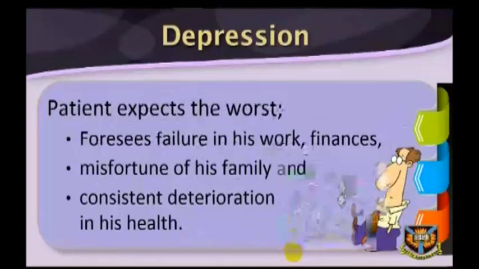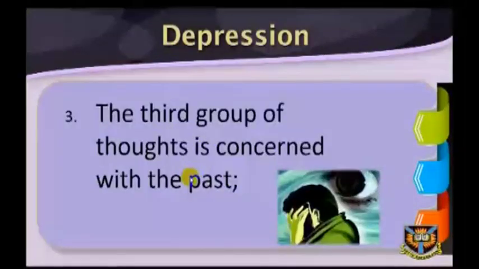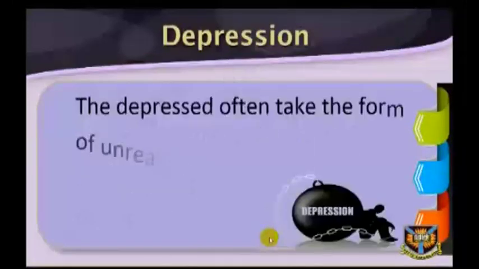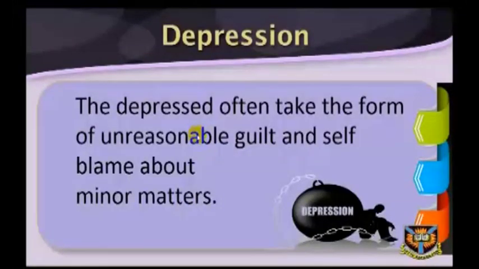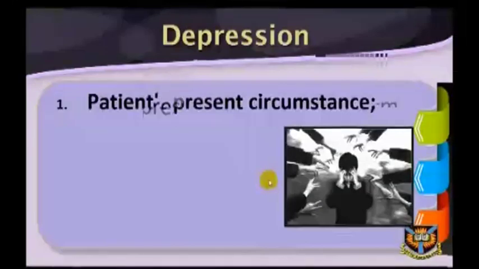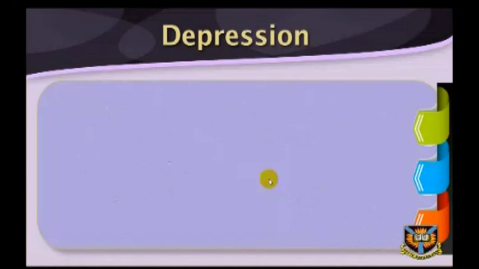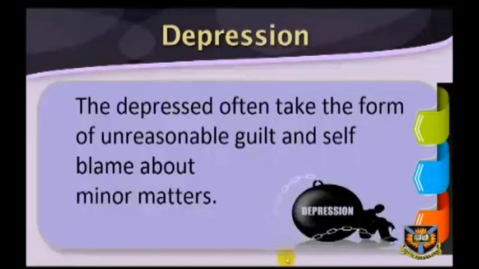The third group of thoughts is concerned with the past. The depressed often show unreasonable guilt and self-blame about minor matters. For example, a patient may feel guilty about past trivial acts of dishonesty. The case below illustrates how guilt could manifest as part of a major depressive disorder.